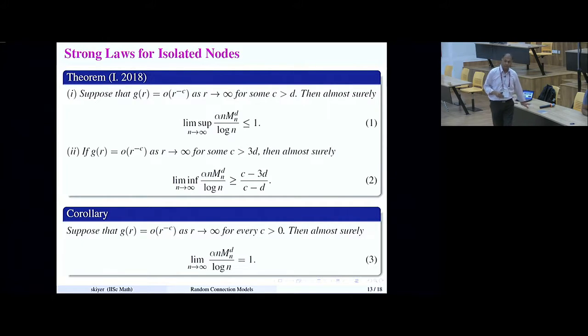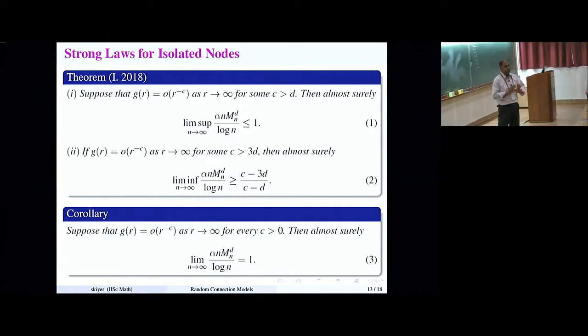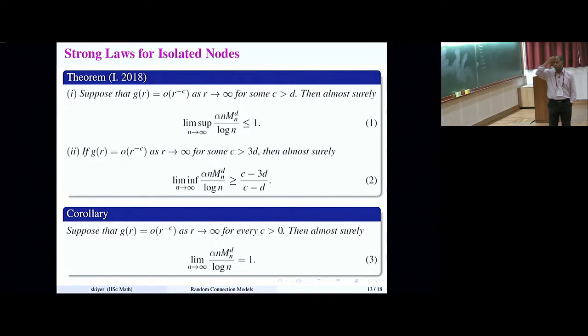So if you're a little bit above this, then almost surely, as n goes to infinity, you would not see isolated nodes for large n.